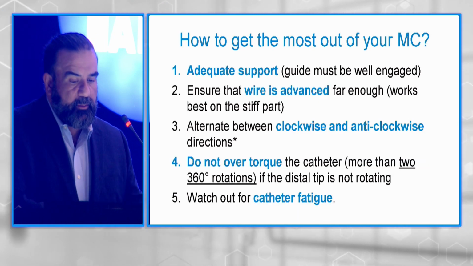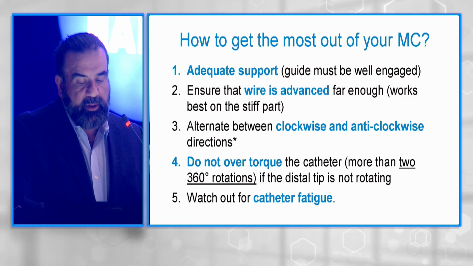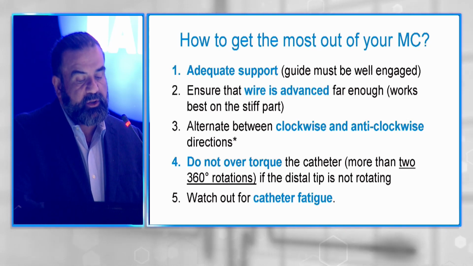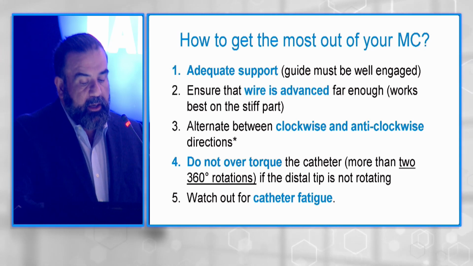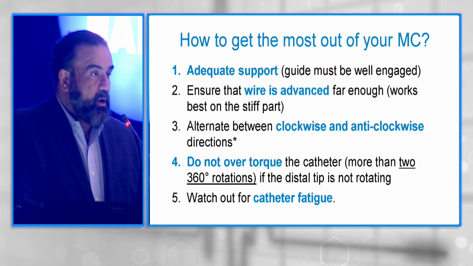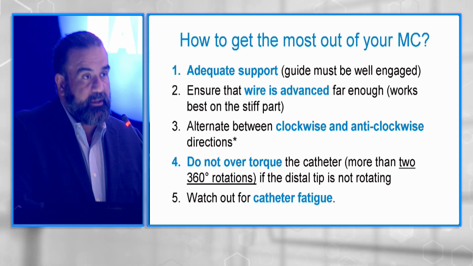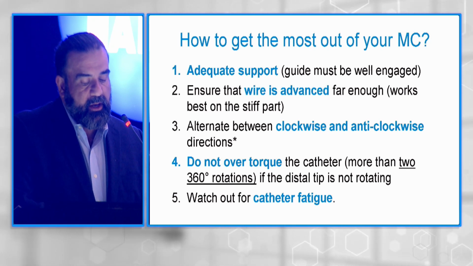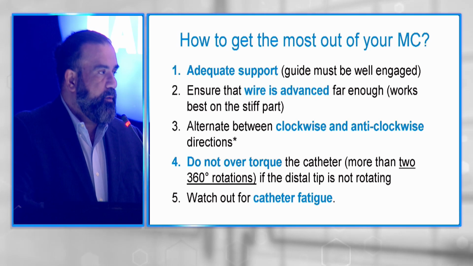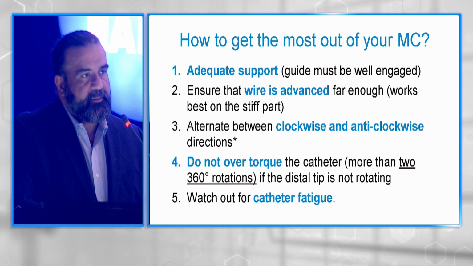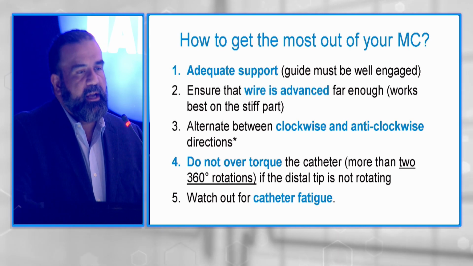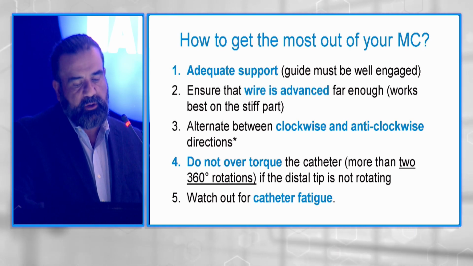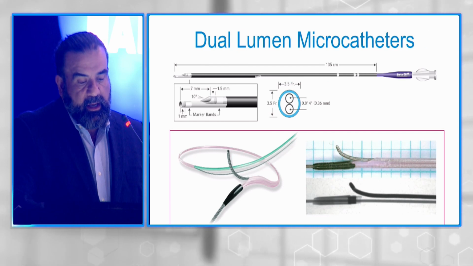All right, so how to get the most out of your microcatheter? Adequate support, the guide rails well engaged, ensure that the wire is advanced far enough within the lesion. Alternate between clockwise and anti-clockwise torque if your catheter allows it. Not all catheters allow you to do this. And definitely don't over-torque because you can have tip detachment and tip fragmentation. And then watch out for catheter fatigue because the catheter itself can pretzel and cause trauma to the collaterals.